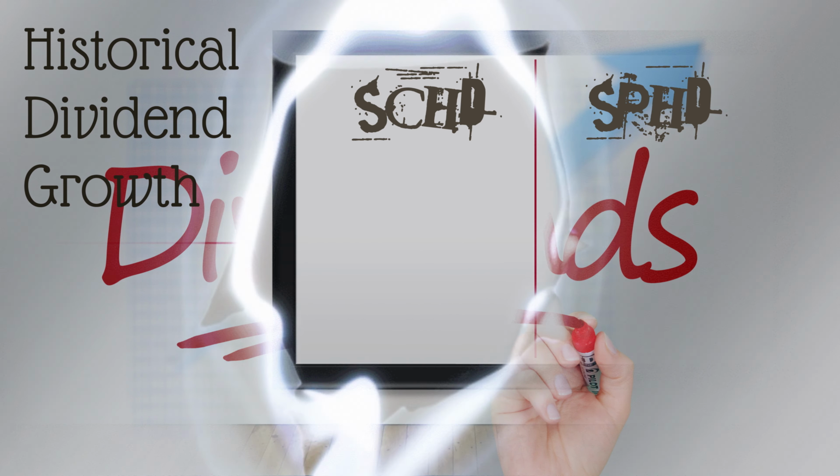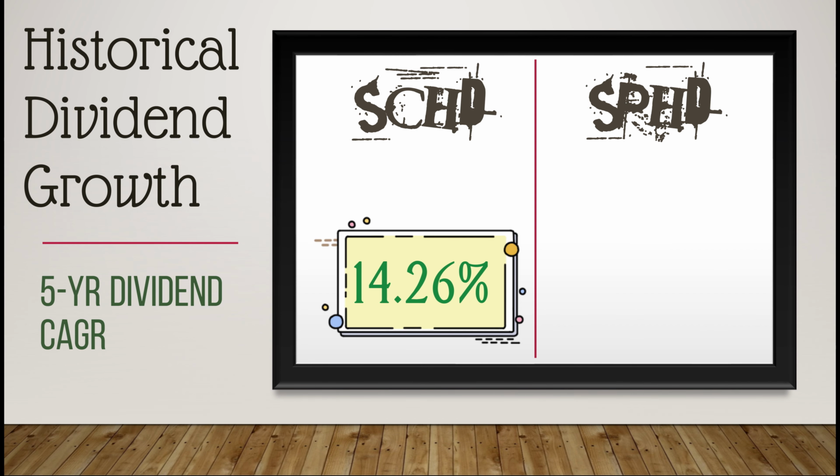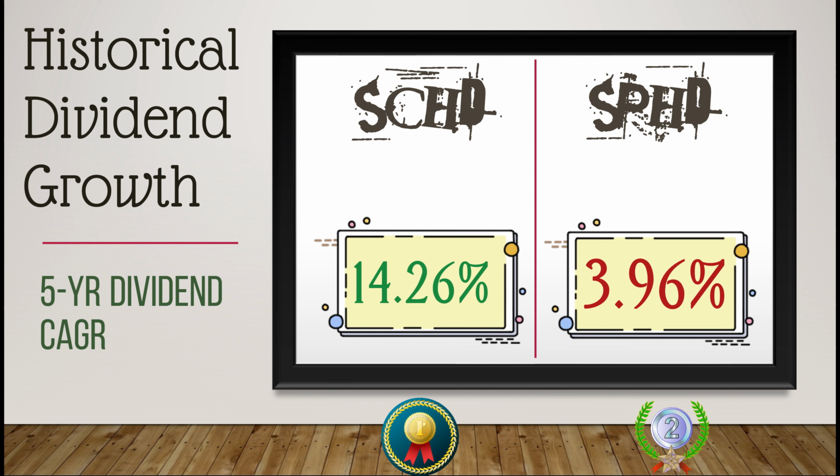3 months. But when it comes to historical dividend growth, the 5-year dividend compound annual growth rate for SCHD is a massive 14.26%, and for SPHD, it's a little less than 4%. So currently, SPHD provides higher dividends, but when it comes to dividend growth, SCHD takes a huge lead here.